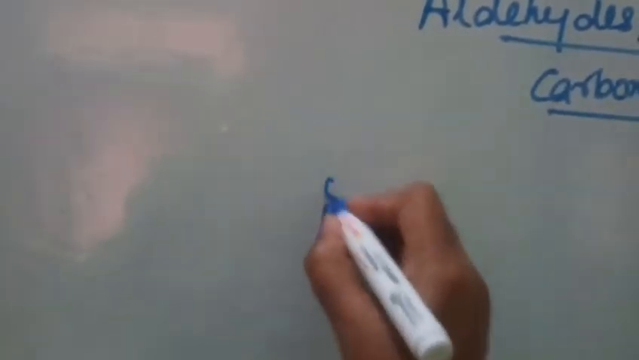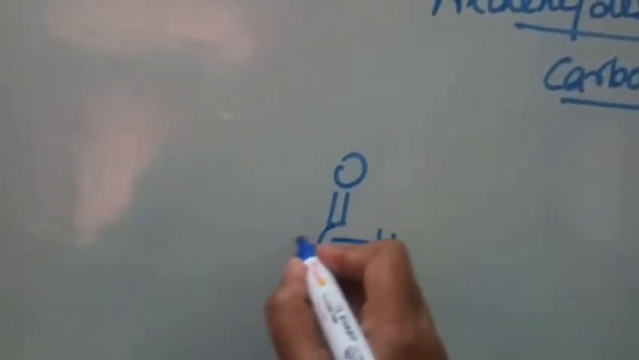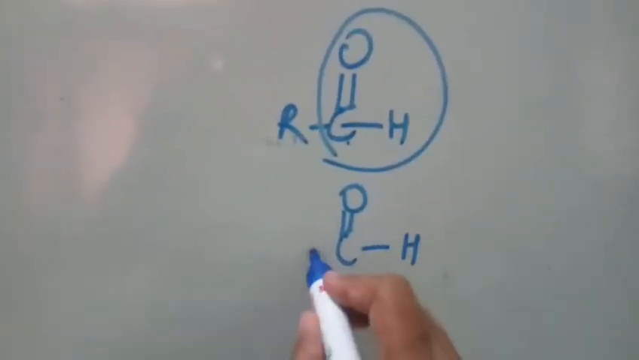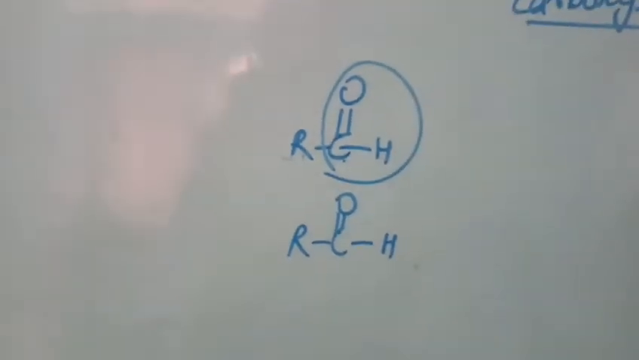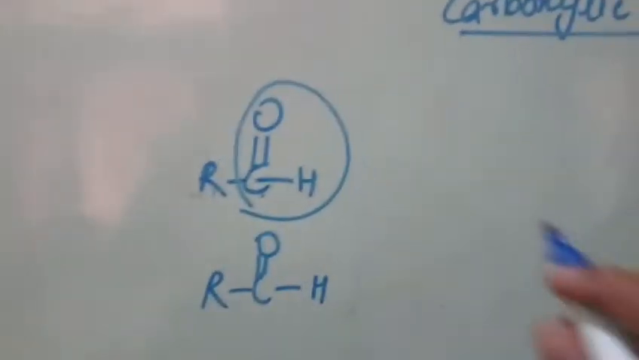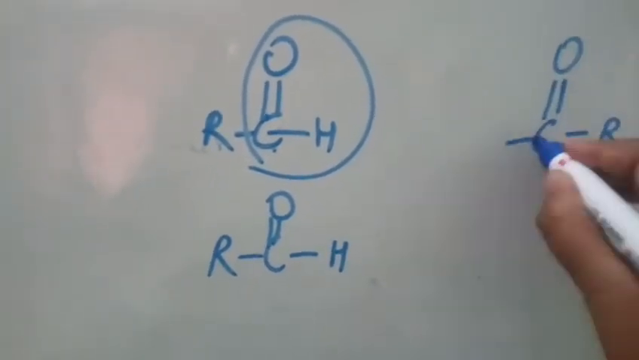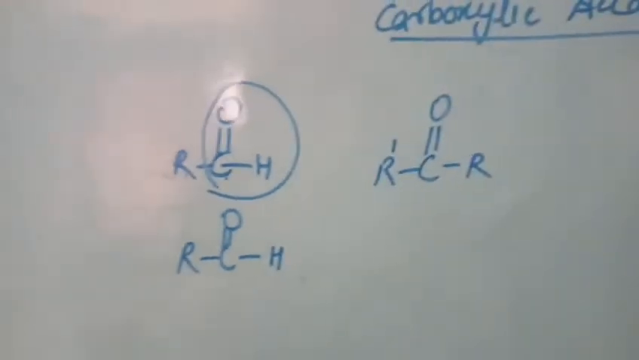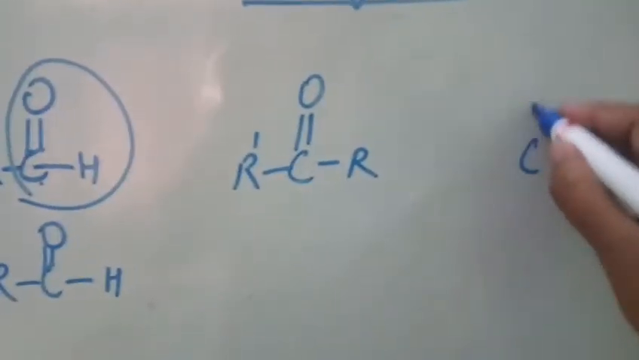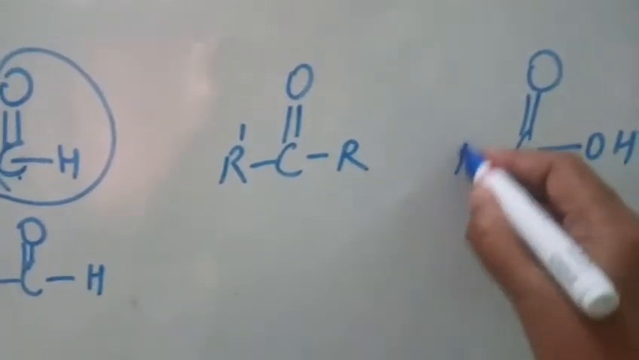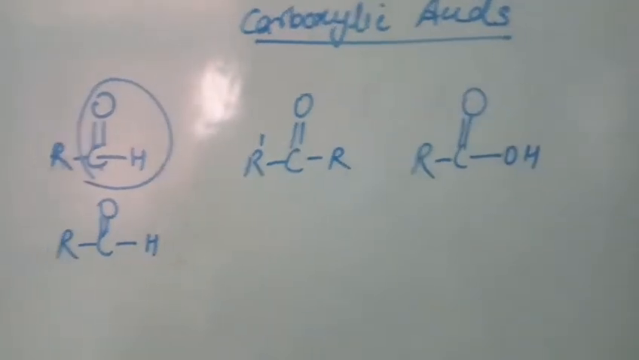Aldehydes are the compounds which contain this CHO group, right? Now this CO group is known as the carbonyl group. This carbonyl group is attached to hydrogen on one side and an alkyl group on the other side. Such compounds are known as aldehydes. Ketones are the compounds in which the carbonyl group is attached to an alkyl group on both sides, whereas in the carboxylic acids the carbonyl group is attached to a hydroxyl group on one side and hydrogen or an alkyl group on the other side.